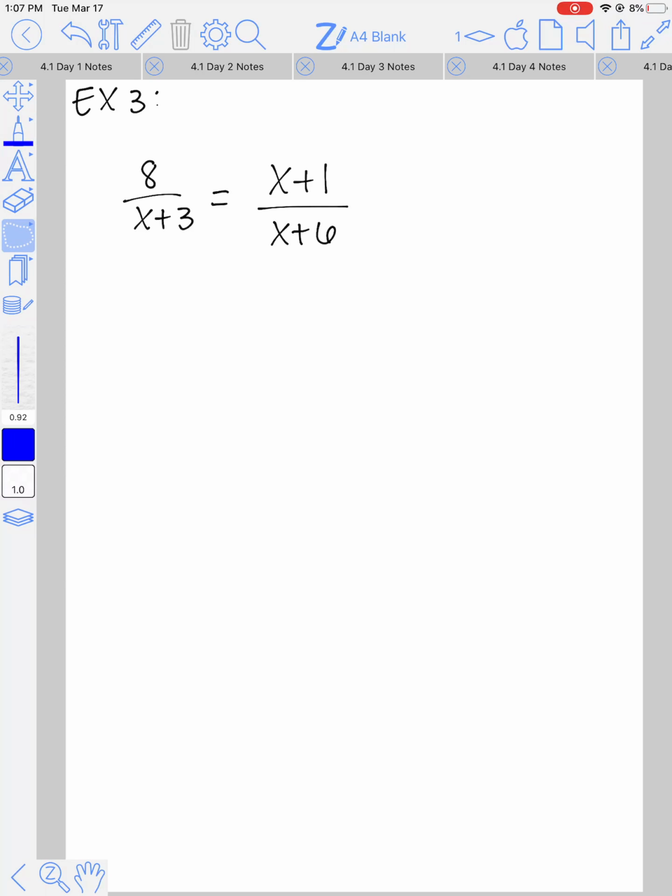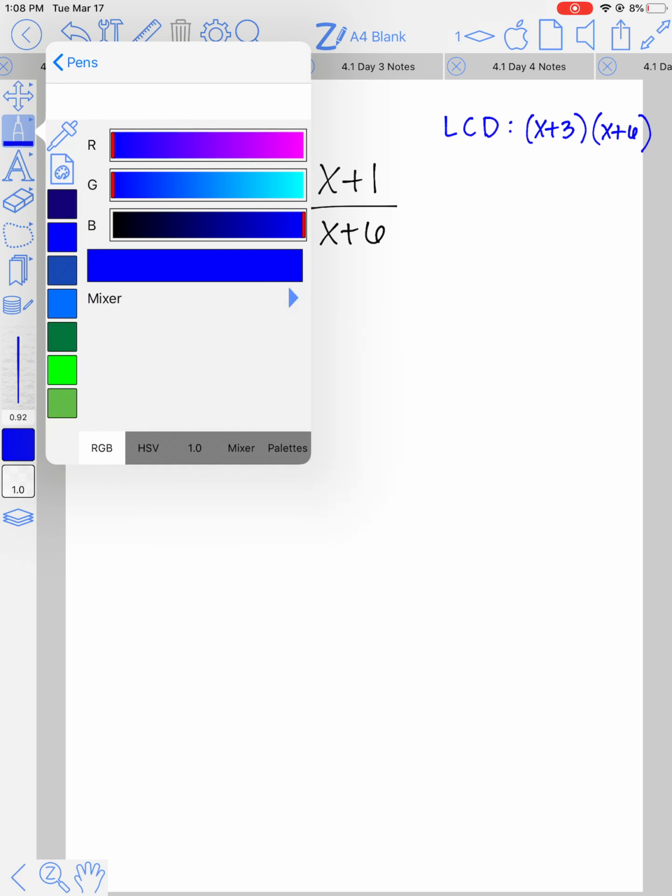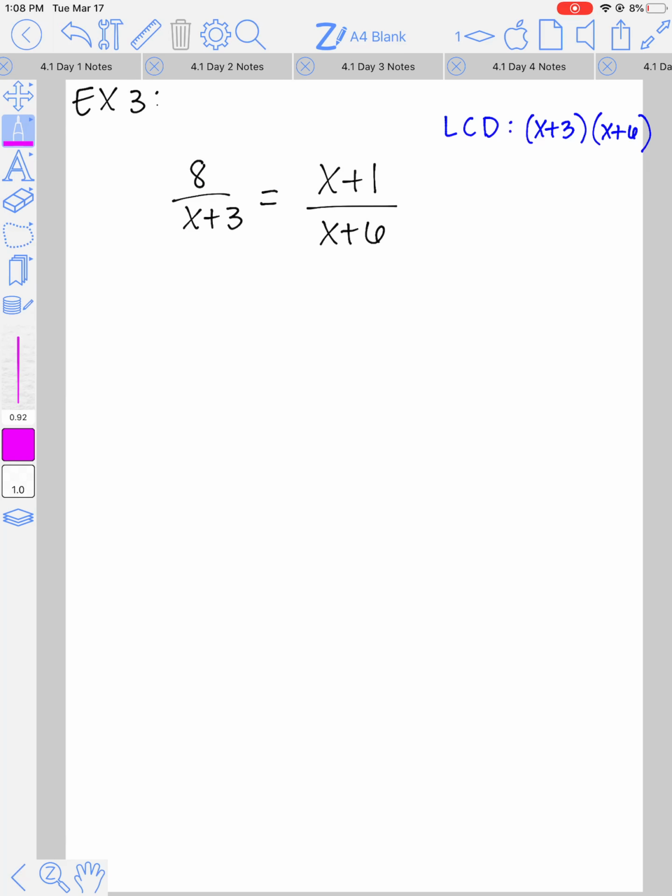Okay, so for our third example, I'm going to scooch this over a little bit. This time we're back to having just a rational expression equal to a rational expression. Again, we want to first always find our least common denominator. In this case, it's just going to be x plus 3 times x plus 6. So to get our least common denominator, on the left side of my equal sign, I have to multiply everything by x plus 6 over x plus 6.